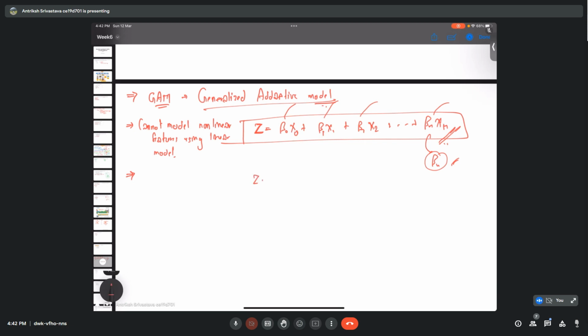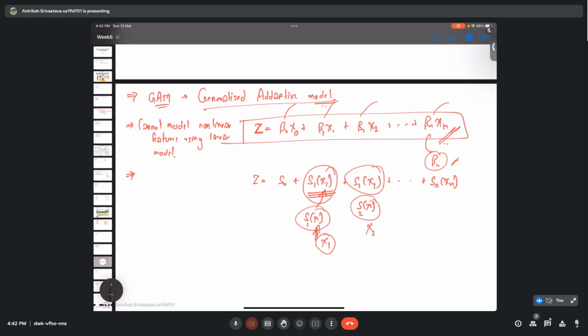Let's write that z is equal to s naught plus s1 of x1 plus s2 of x2 up to sn of xn. Maybe in the PPT it was a little bit confusing, that's why I am writing it like this. This is not multiplication of s1 with x1. It is s1, which is a function, and the input argument is only the x1 feature values. Similarly s2 is a function with the input only x2 values.